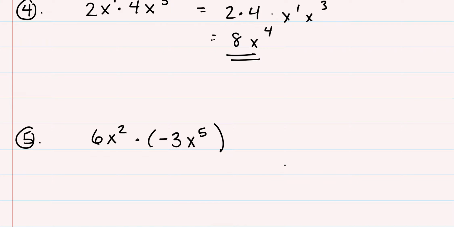Let's try this problem. Again, we're going to repeat the same process. Multiply the numbers first. We have a 6 and a negative 3. That makes a negative 18. And then we worry about the x squared and the x to the 5th. 2 plus 5 is 7.